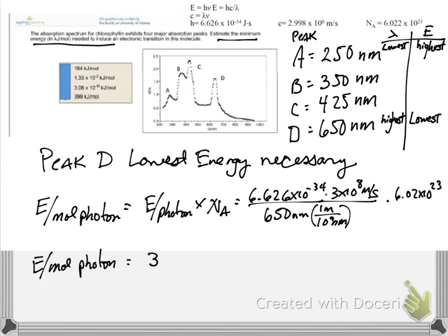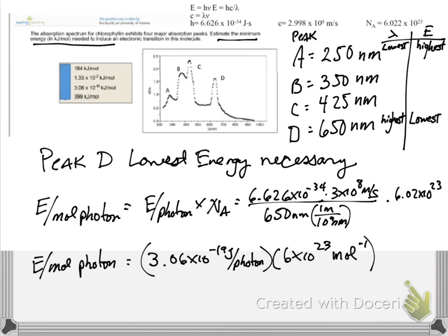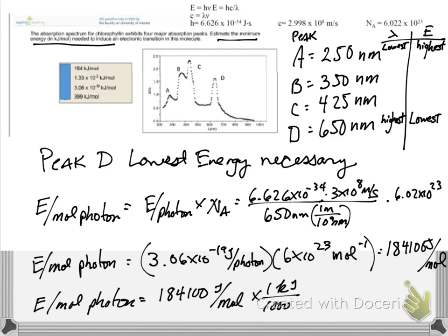If we do that, we get 3.06 times 10 to the minus 19 joules per photon times Avogadro's number, 6 times 10 to the 23 per mole, and we get 184,100 joules per mole. If we then convert this into kilojoules by dividing by 1,000, we would get 184 kilojoules per mole. Looking at the selection available, we would see that the top answer would be the correct answer.